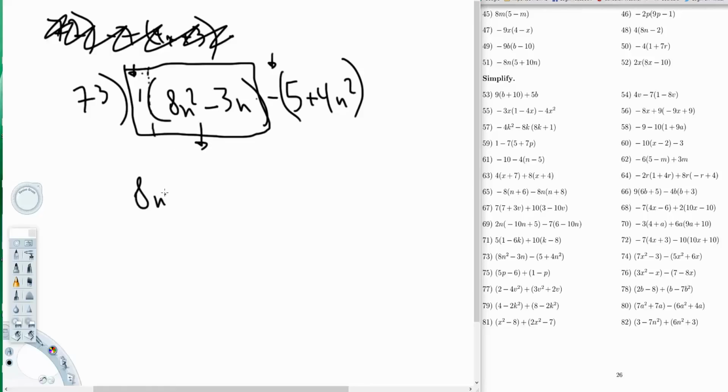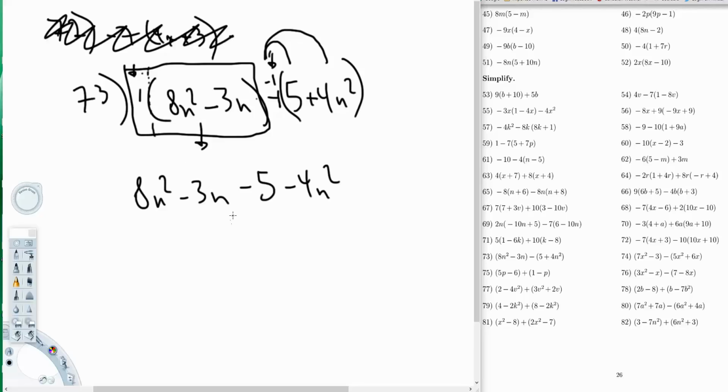So it becomes 8n squared minus 3n, right? Here you have a minus. You have to assume if there is no number that is a 1. So it becomes minus 1. This minus 1 you multiply because here there was a 1, there was no minus. Here, since there's a minus, it's just going to change the signs here. So instead of being 5, it's going to be minus 5. Instead of being positive 4n squared, it's going to be negative 4n squared.